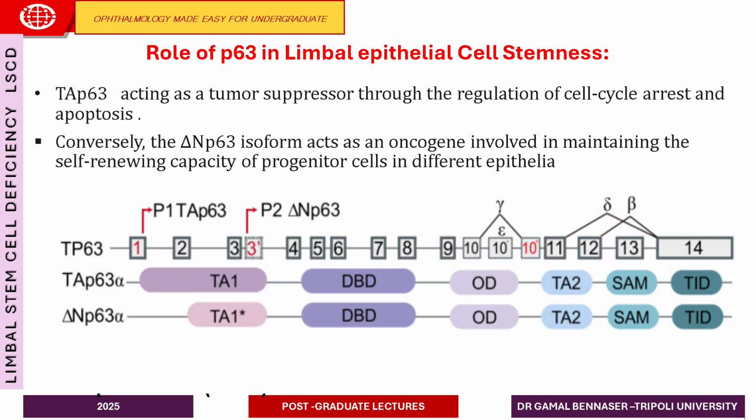So the limbal stem cells exist in a balance between these two proteins, and finding a high expression of these proteins is a marker for quiescence of the epithelial cells. However, expression of a large quantity of these proteins indicates active proliferation of the limbal stem cells. Now, as a postgraduate student, what you need is just to memorize this protein and to know the difference between these two, which is that one is a tumor suppressor and the other one is an oncogene.